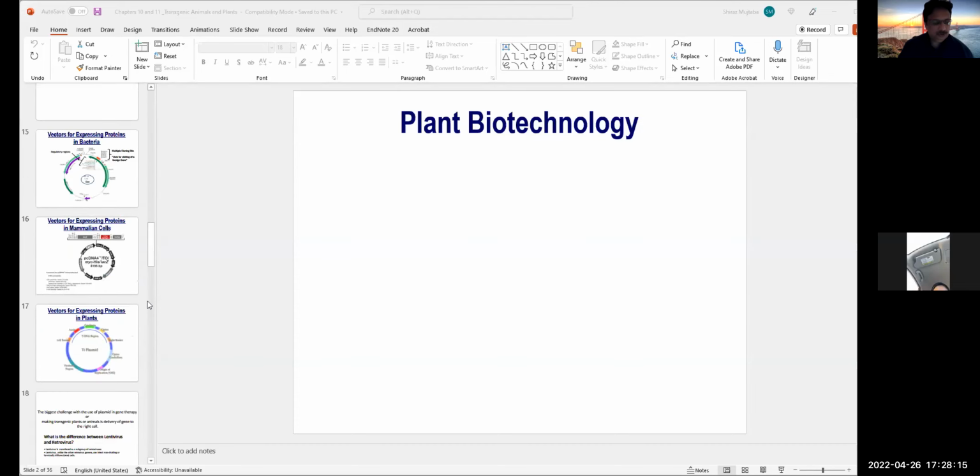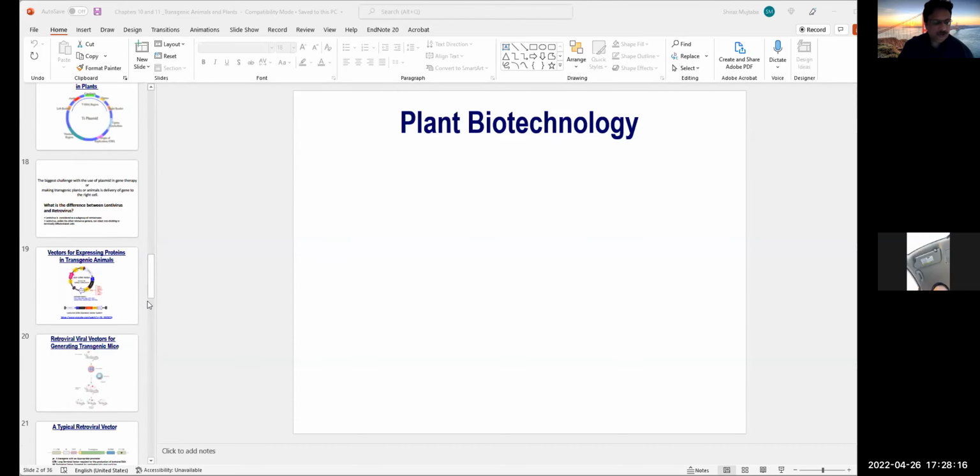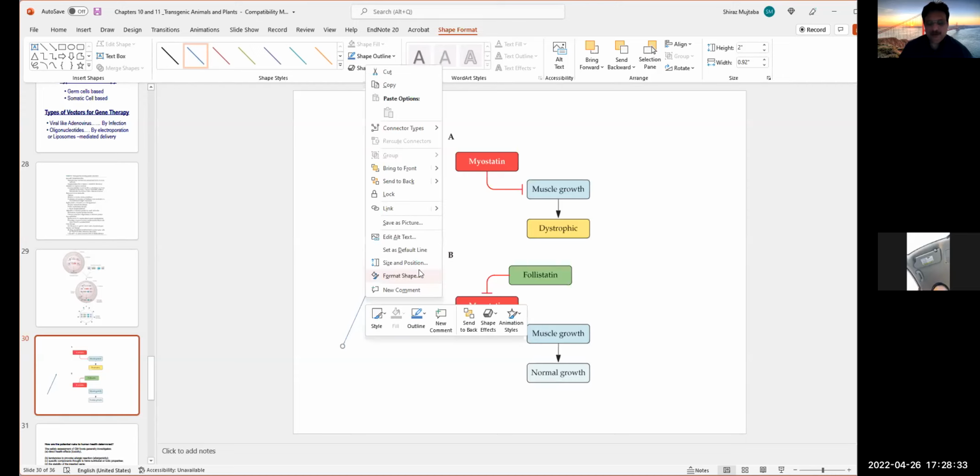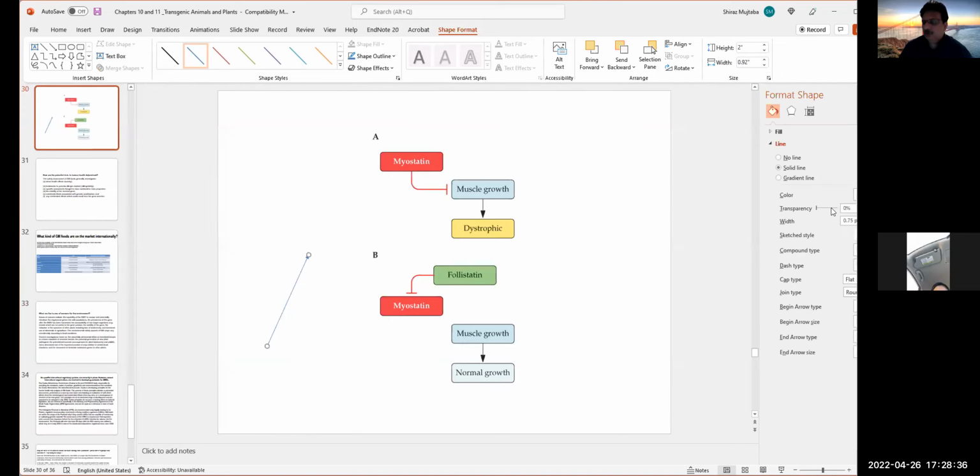So let me just show you one of the slides that would convey what I mean, how important this genetic modification is. There is a muscular disease. This muscular disease is mainly directed by a gene or a protein. Just a second.